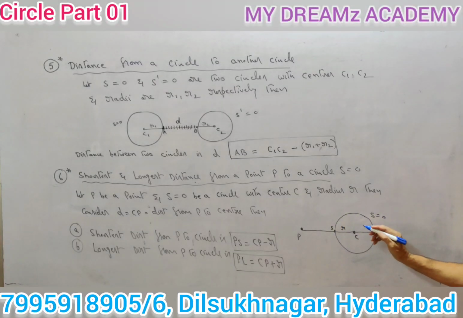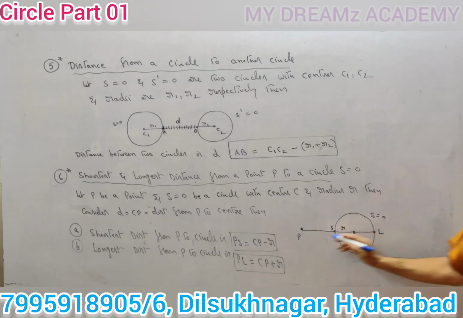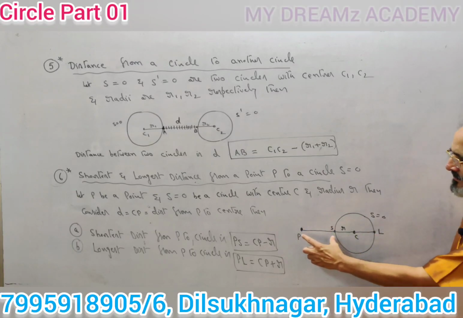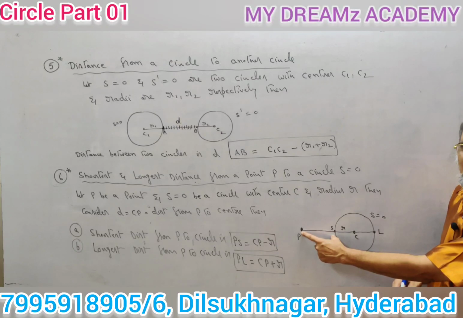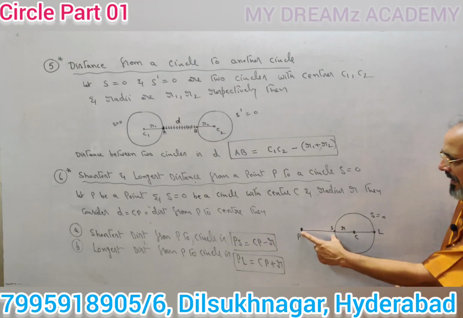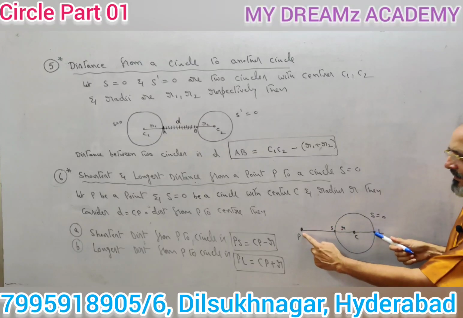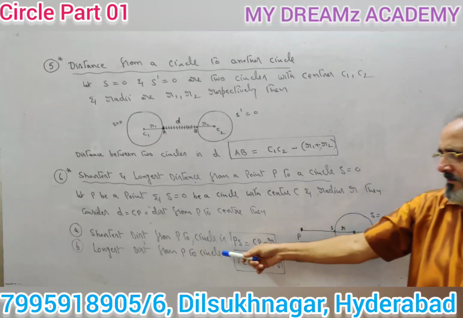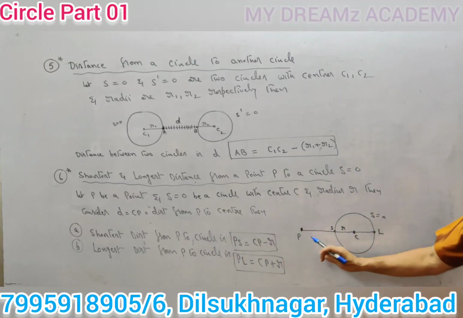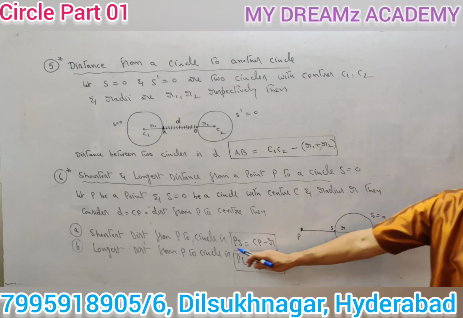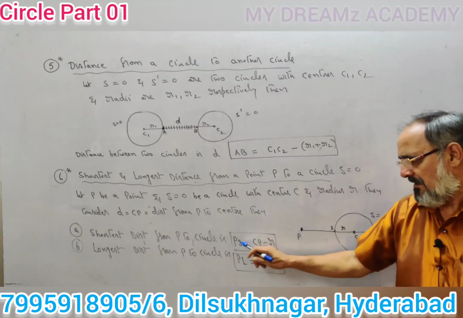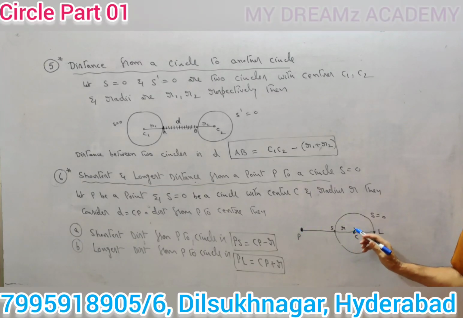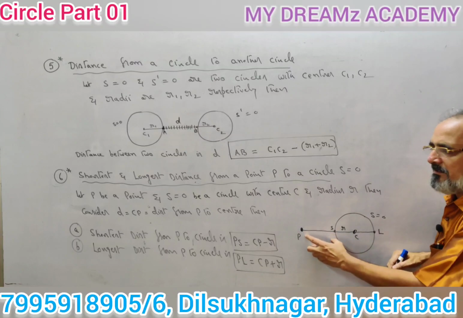Then you observe here, this is the circle, the point is outside the circle, and the center we know. This is the part we are calling the shortest distance, and from P to L is the longest distance. How to find out? Our requirement for the shortest distance from the point to the circle is PS. PS is the shortest. PS equals the distance between C and P, subtract the radius, that gives PS.